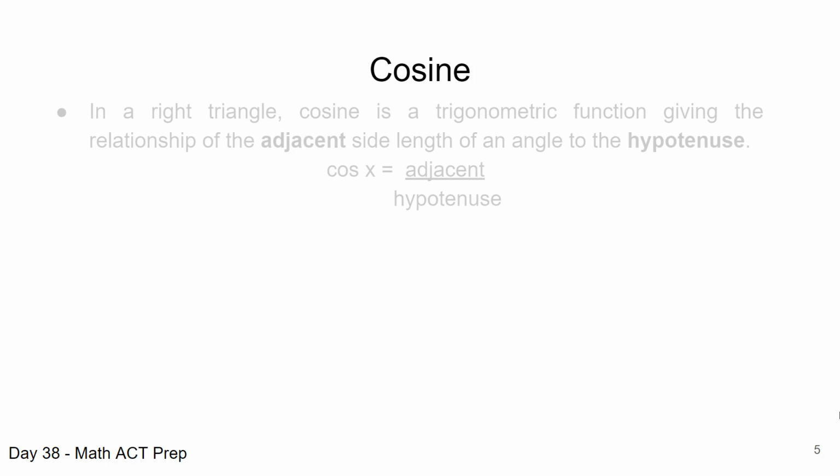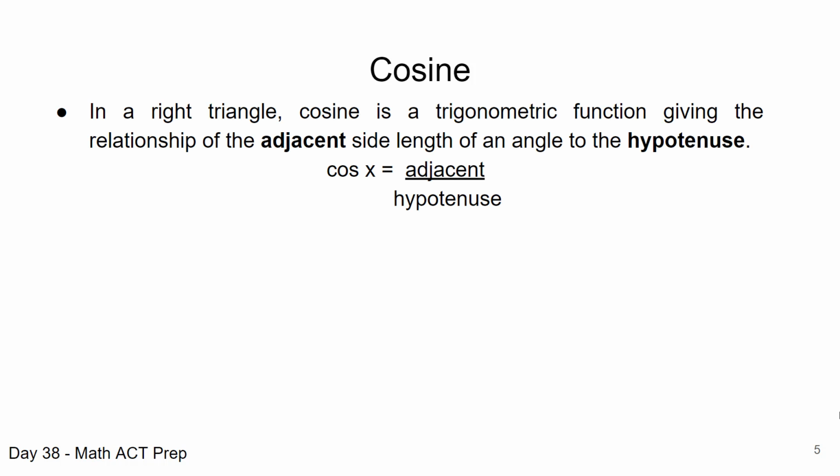Next, we'll look at cosine. And with cosine, again, we're talking about a trigonometric function in a right triangle where we're looking at the relationship of the adjacent side length relative to the hypotenuse. So here is our picture. If we have the angle labeled x, we have the adjacent side length, the one right next to it, and then of course we have our hypotenuse again opposite the right angle.